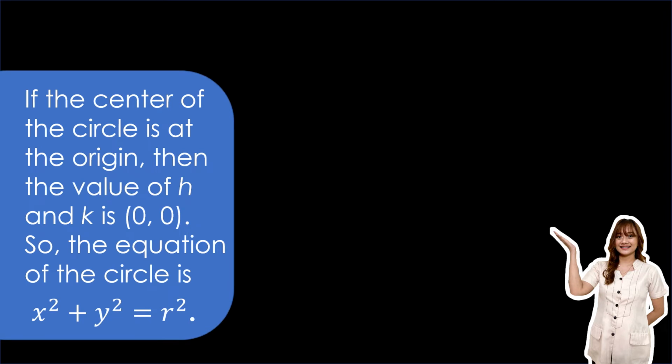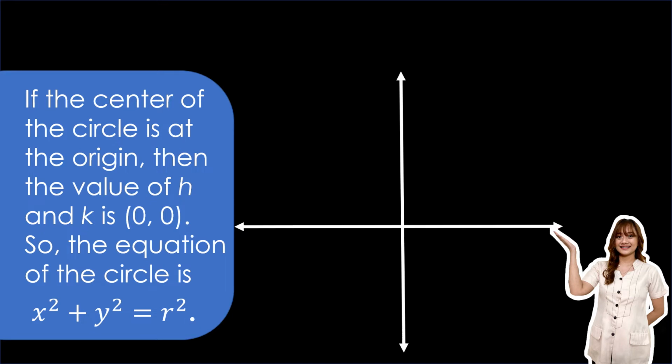So what if our circle is at the origin? What happens to the circle? If the center of the circle is at the origin, then the values of h and k are 0, 0. So, the equation of the circle is x squared plus y squared equals r squared. Let us graph the equation of the circle with the center at the origin in a Cartesian plane.